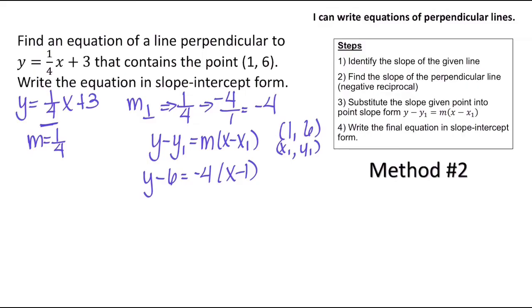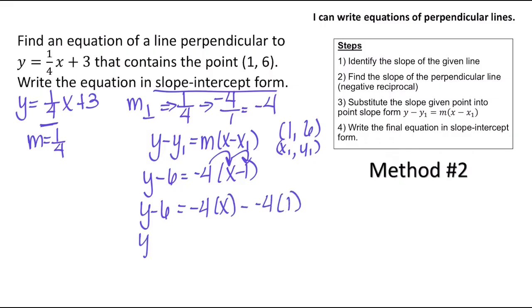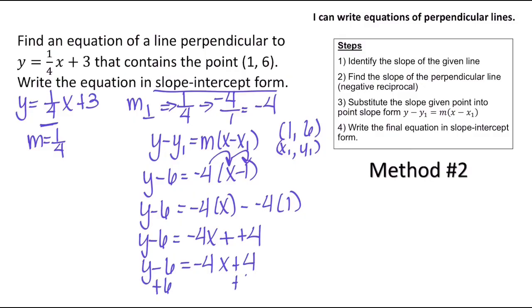So now I need to get this equation from point-slope form to slope-intercept form. So I'm going to start off by distributing the -4. So I have y minus 6 equals -4 times x minus -4 times 1. So we have y minus 6 equals -4x minus -4. Minus negative will turn into a plus, so we have y minus 6 equals -4x plus 4. Now to get this into slope-intercept form, remember I need to get y by itself, so I'm going to do the opposite of -6, and I'm going to add 6 to both sides.